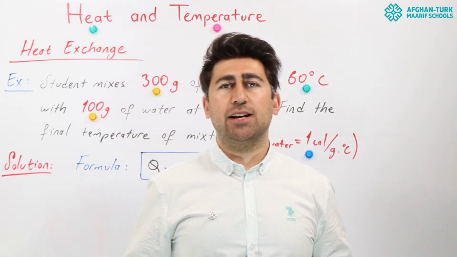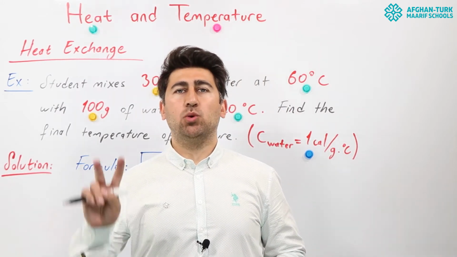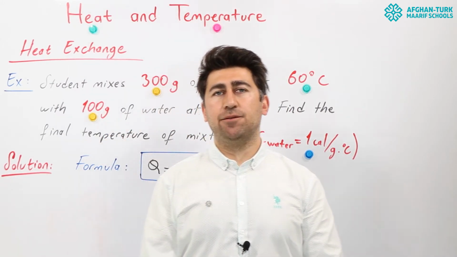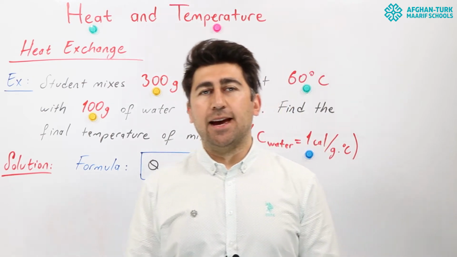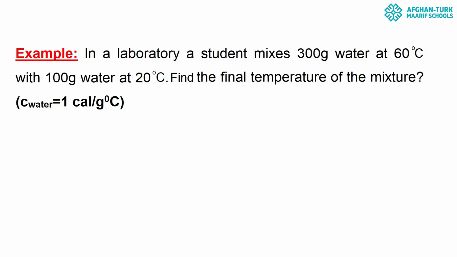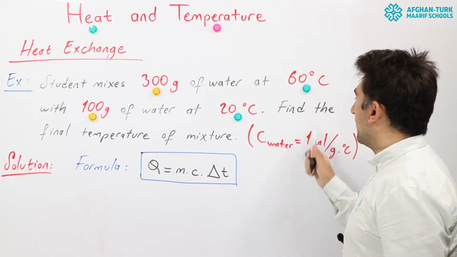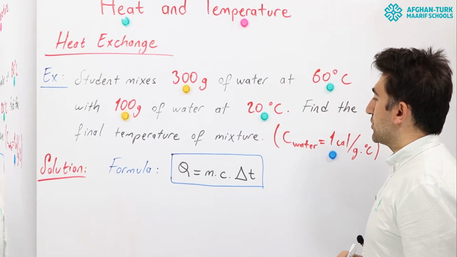Let's just imagine what happens if we mix two different cups of water at different temperatures. The example says: in a laboratory, a student mixes 300 grams of water at 60 degrees Celsius with 100 grams of water at 20 degrees Celsius. Find the final temperature of the mixture.